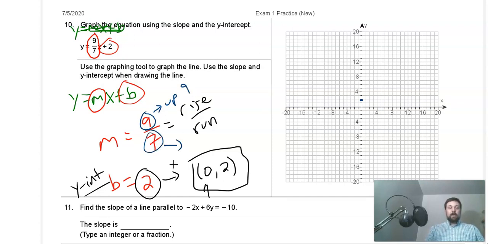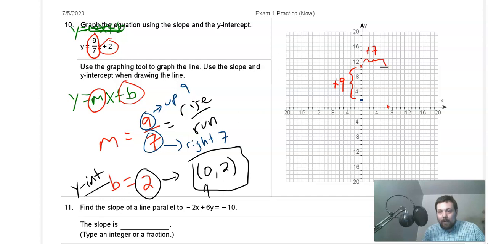The bottom number is 7, which is also positive. So that means we will go to the right 7, starting from this point 0, 2. So starting from here, we're going to go up 9, which is going to take me up to 11. So that's going up 9, positive 9. And then we're going to go to the right 7, which is right here. So I want to go to the right 7.